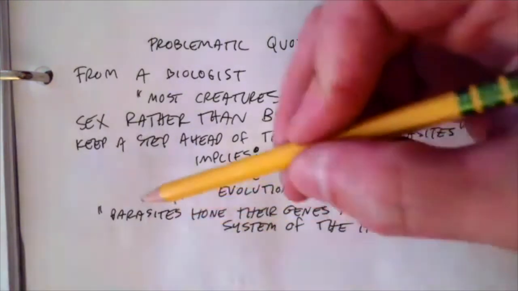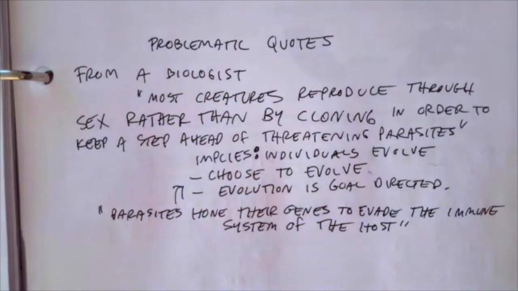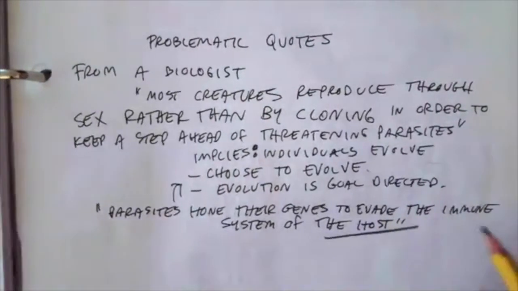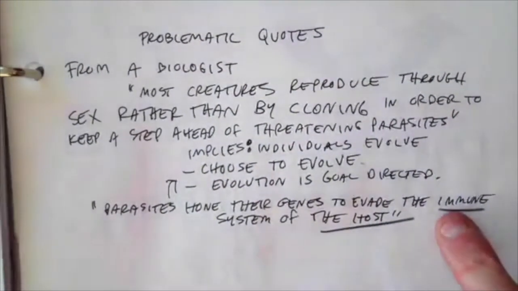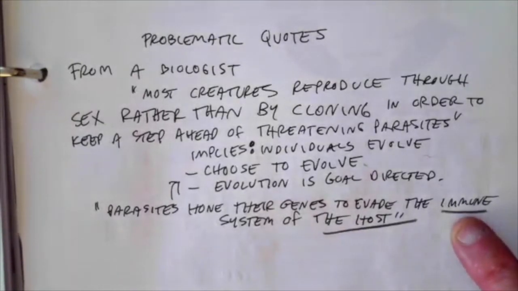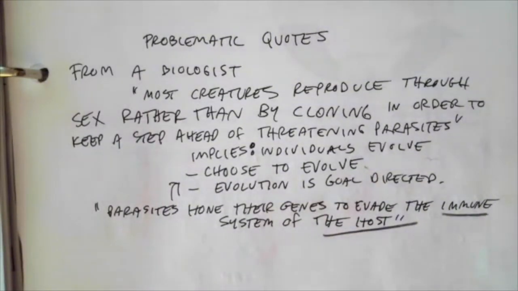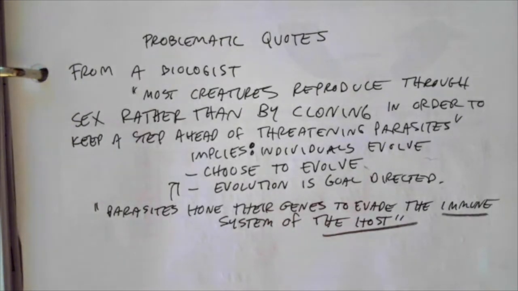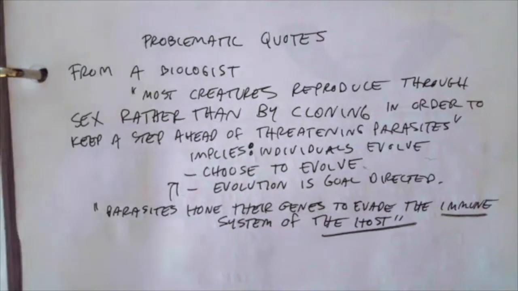Here's another crazy thing the author said. Parasites hone their genes to evade the immune system of the host. They're talking about the immune system of the host being a selective force that over time selects for the survival of parasites whose genes can invade the host. Okay, so unfortunately, the author was very cavalier about the way they said things, but it wasn't the end of the world.